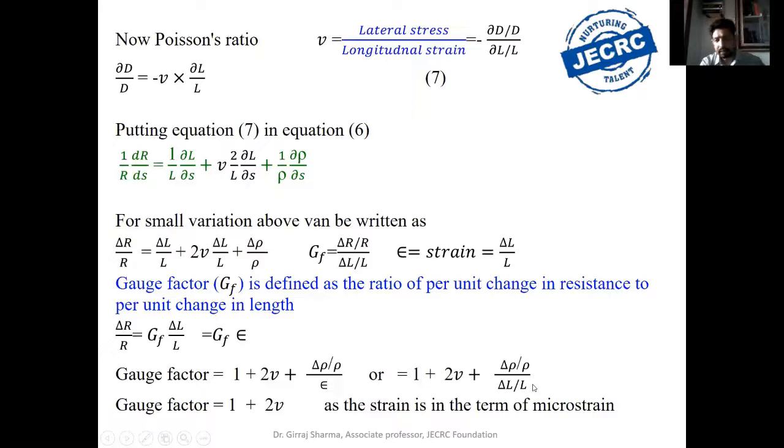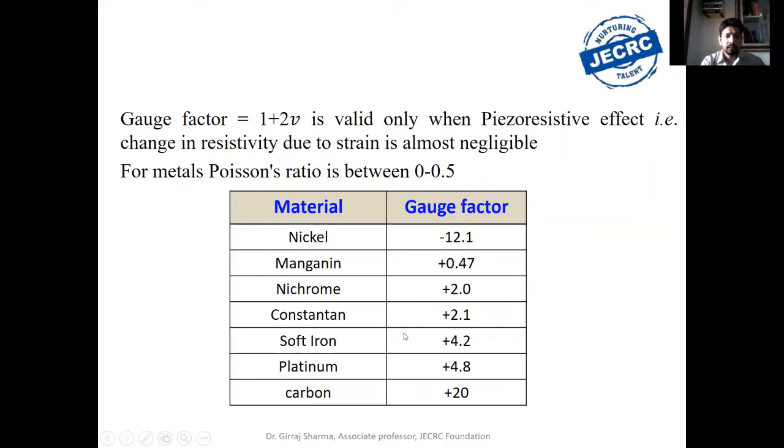So finally the gauge factor comes out to be 1 plus 2V plus delta rho by rho divided by delta L by L. Now if the change in the resistivity is very small compared to the change in delta L by L, we can neglect this whole quantity, delta rho by rho divided by delta L by L. Hence, the final expression for the gauge factor is equal to 1 plus 2V. The gauge factor equal to 1 plus 2V is only valid when the piezoresistive effect, that is, the change in resistivity due to strain, is almost negligible.